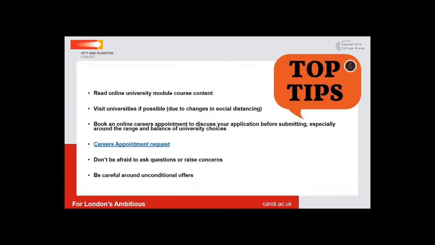So some final things to think about moving forward. My number one top tip for students is to make sure you're reading the online module course content. If you're applying for English at one university, English literature at one, and English literature at another, it won't have the same course content. The modules will vary dramatically from place to place, although obviously there'll be common themes.